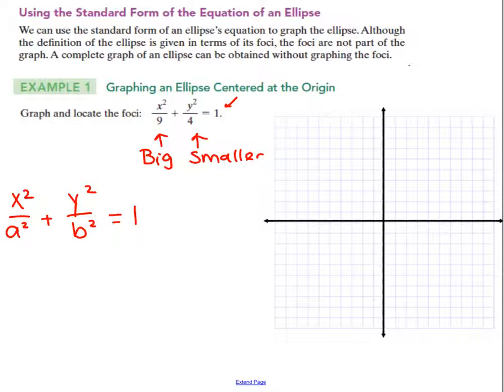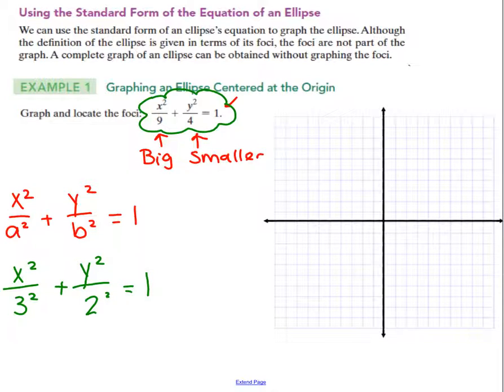Now I'm going to pull apart the A and the B. So here's my equation in the green. If I match it up to the one in the red, x squared, I'm going to change that 9 to a 3 squared in the denominator, so I can find my A in just a minute. Plus y squared over b squared, and b squared is 4. So I'm going to change that 4 to a 2 squared equals 1.